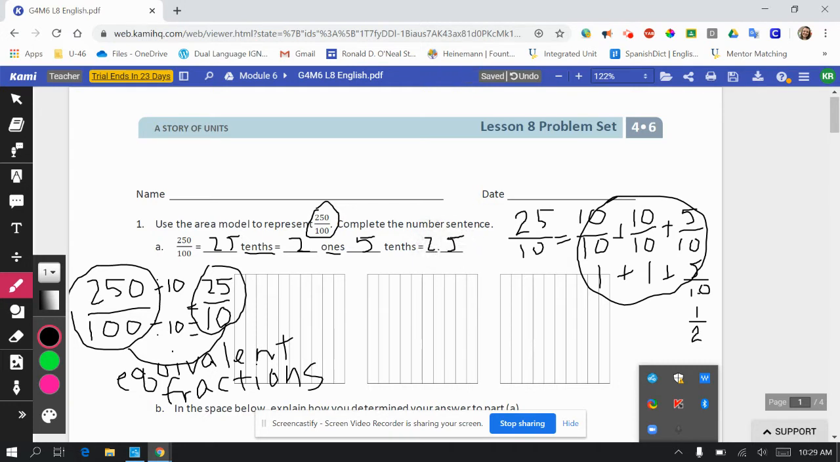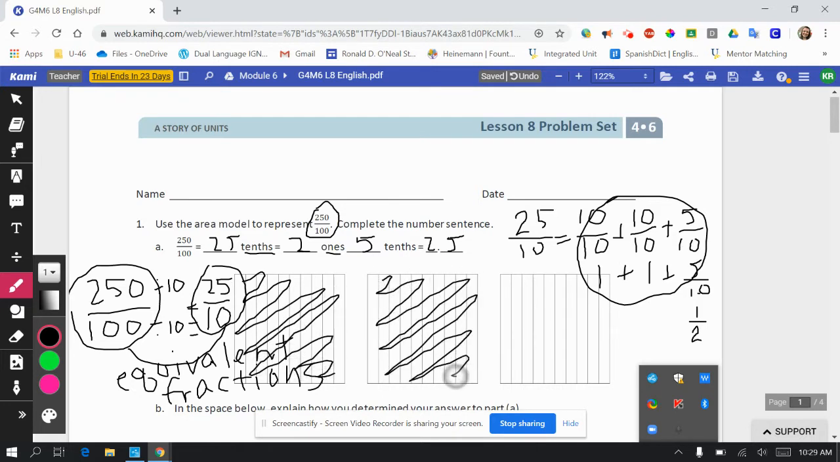Then we need to use the area model to color this in and show what that looks like. So if I have 2 whole, that's going to be this whole thing and this whole thing. And then 5 tenths, it's going to be 1, 2, 3, 4, 5 of these pieces. So it's going to be half. Doing my best with what I've got here. There we are, finished with number 1.